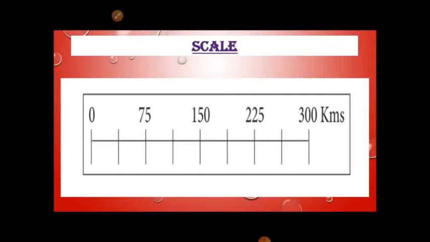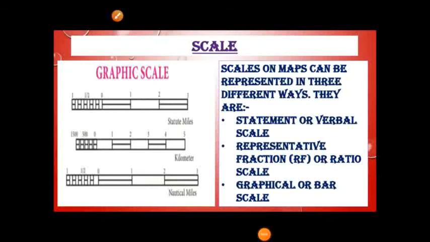To show a small area like a taluk or district, large scale maps are used. The large scale maps portray the information in more detail than the small scale maps. Scales on maps can be represented in three different ways. They are statement or verbal scale, representative fraction or ratio scale, and graphical or bar scale.